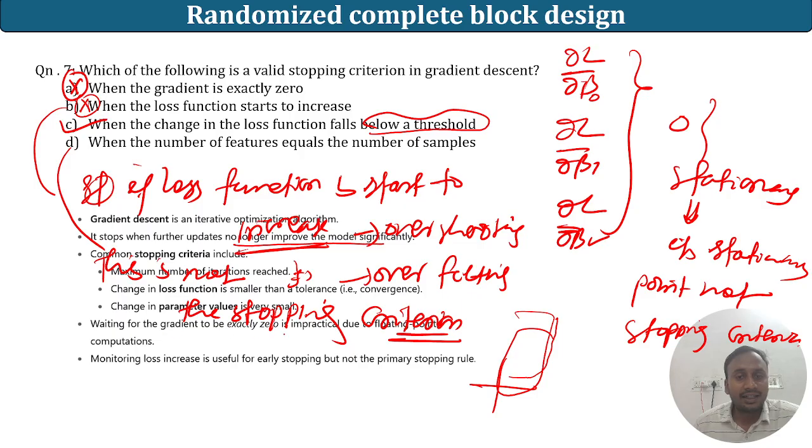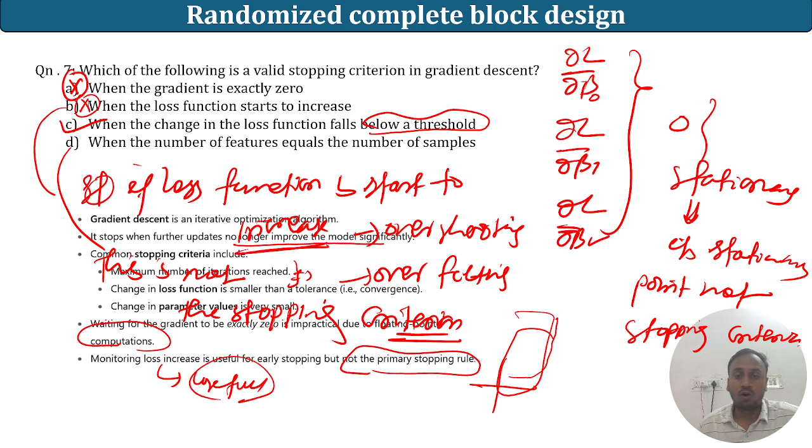Waiting for the gradient to be exactly zero is impractical because of numerical comparison. Monitoring the loss increase is useful for early stopping, but not as the primary stopping rule. It's useful, but not the primary stopping rule.